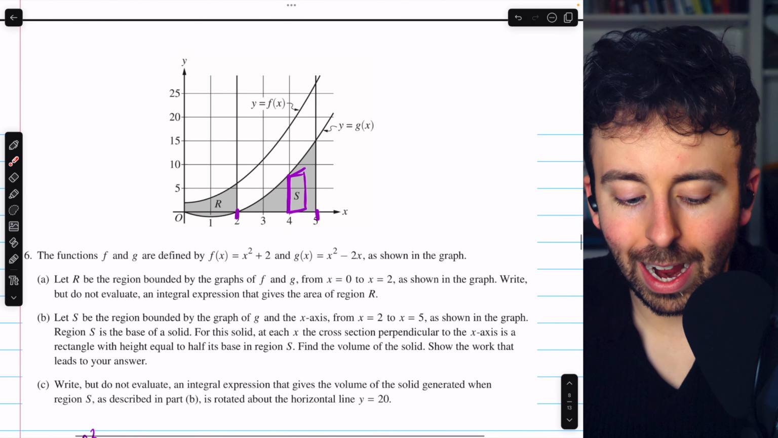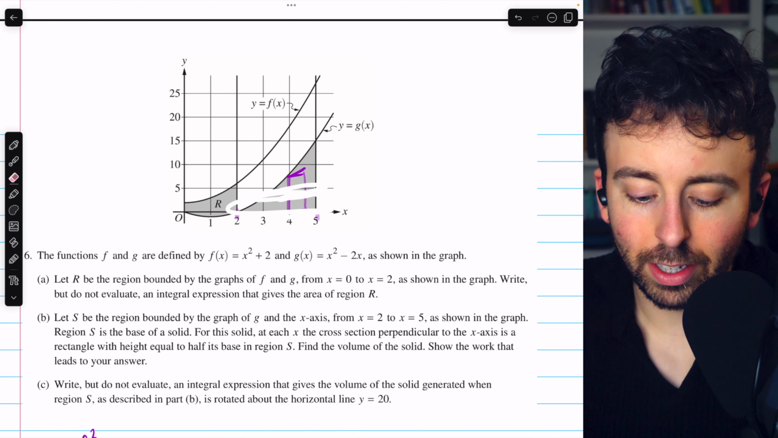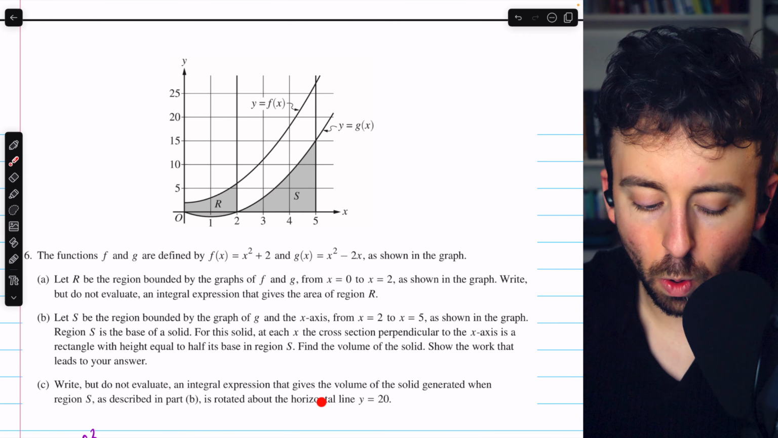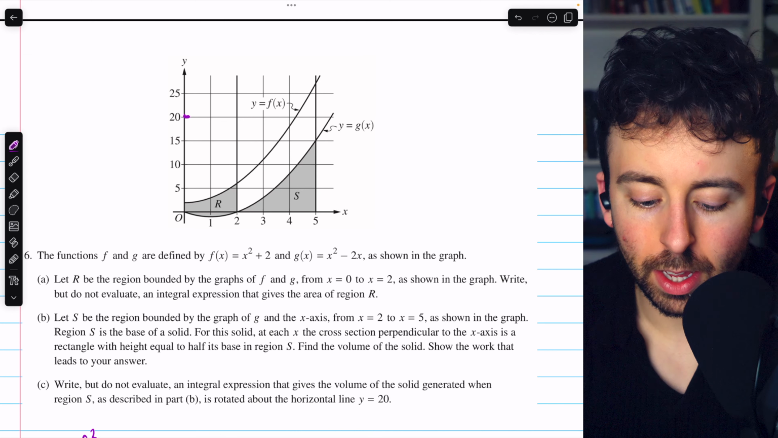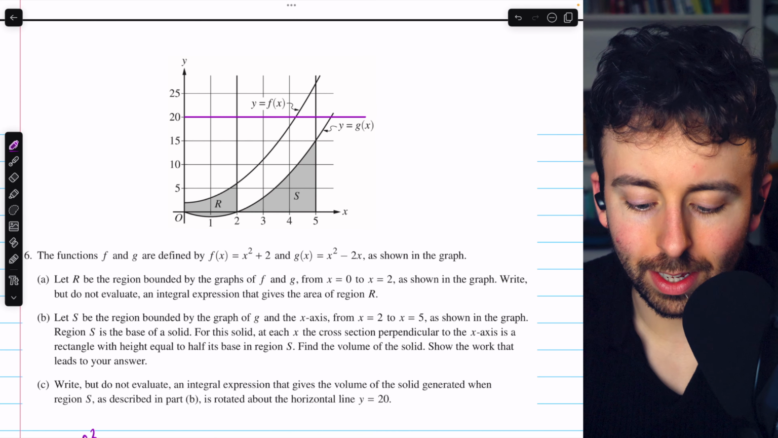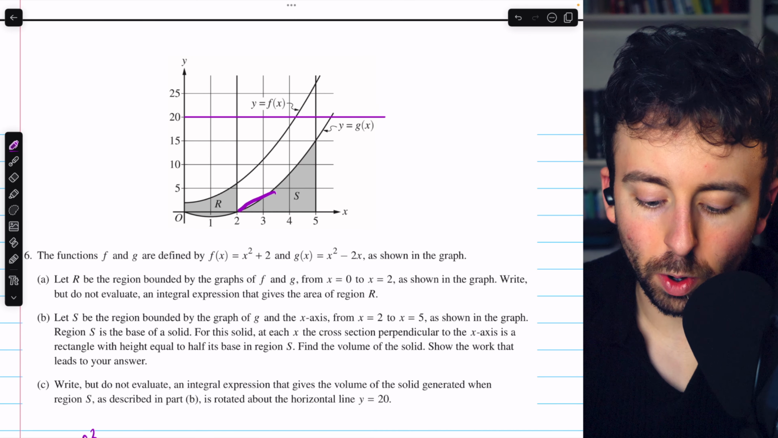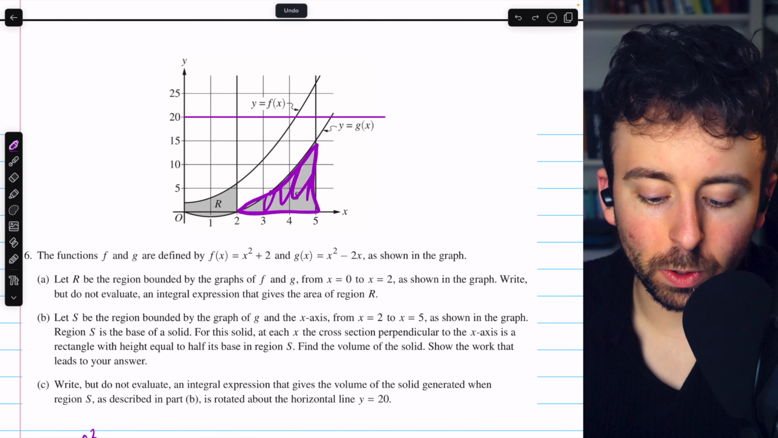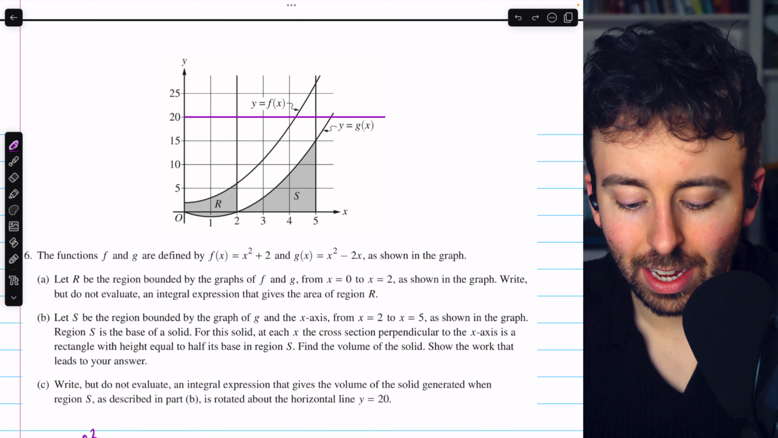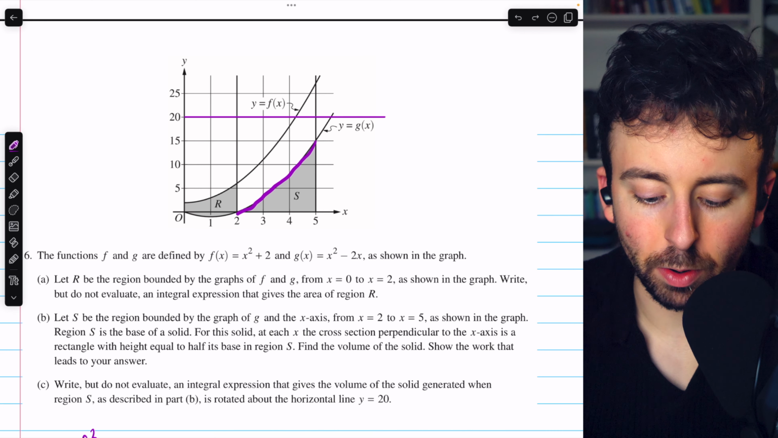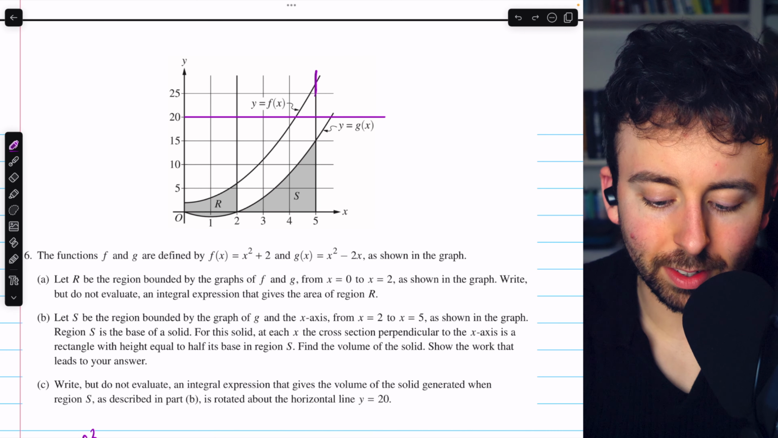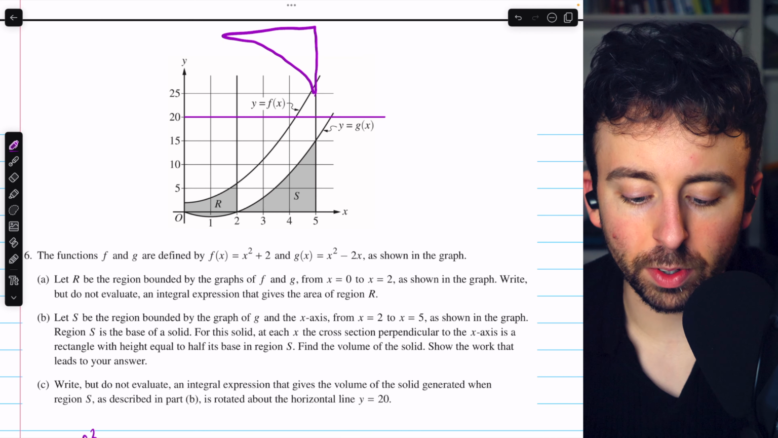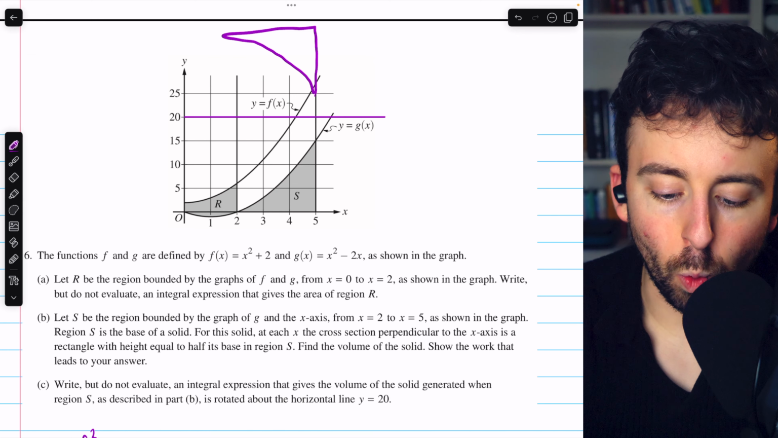So let's come up to the graph and think about what this solid of revolution looks like. This says the region S is rotated about the horizontal line y equals 20. The horizontal line y equals 20 is right about there, and so we're taking this region S and revolving it about that horizontal axis. So we can sketch a reflection of this region, which would look something like this, and then the circular cross-sections of the resulting solid would be washers.